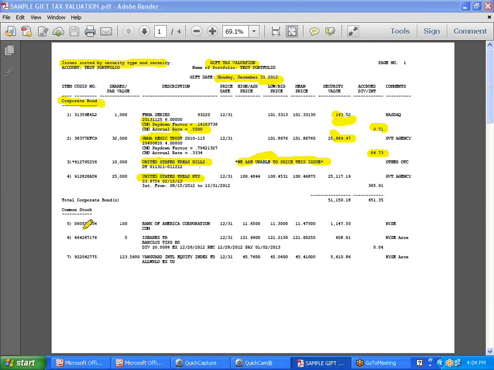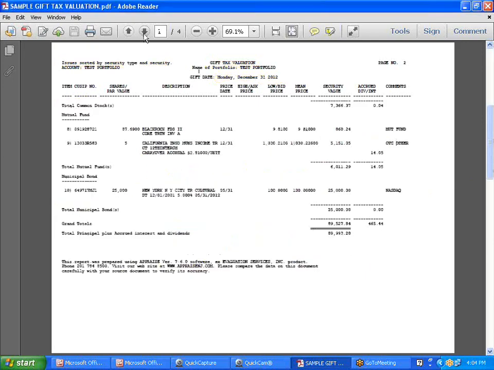Beneath the corporate bonds or the government bonds, we have here common stocks. And we have a Bank of America. We have an iShares, for which we are showing the dividend of record. We have a Vanguard fund. Now let's go to the next page.